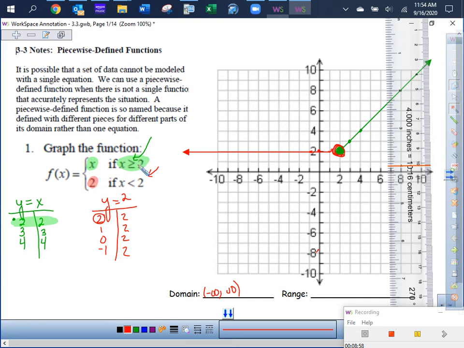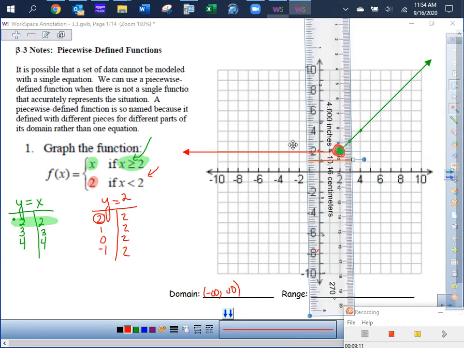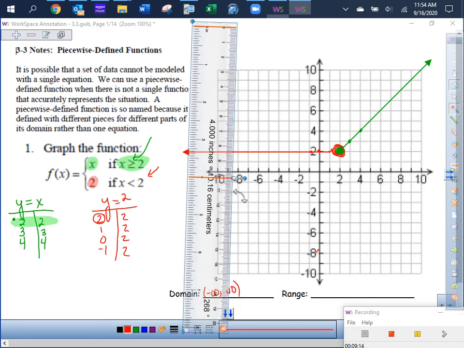Because one piece said 2 or bigger, the other piece said less than 2. There was nobody left out, you know. You invited everybody to the party. 2 or bigger or less than 2. It's just sometimes they had to go to the red house and sometimes they had to go to the green house. Range, though, was something that many students struggled with.